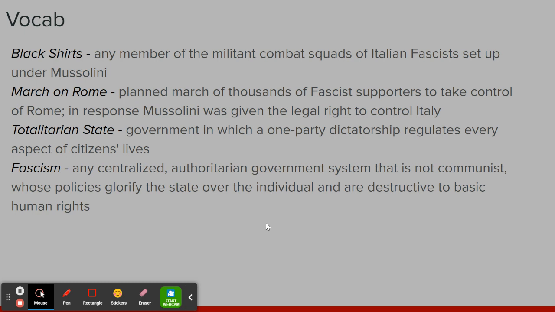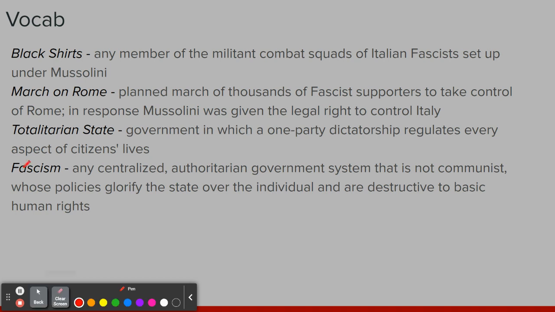The March on Rome, this is just when all those black shirts and the fascists march on Rome in Italy to try and get Mussolini, their leader, control of Italy. Totalitarian state, we've gone over what a totalitarian is, but a totalitarian state is a government run by a totalitarian. Remember, state means government. It's just another word for it. So you have to understand what a totalitarian is to understand that this is going to be a government that controls pretty much all aspects of their citizens' lives.